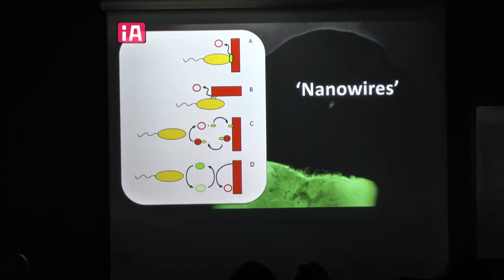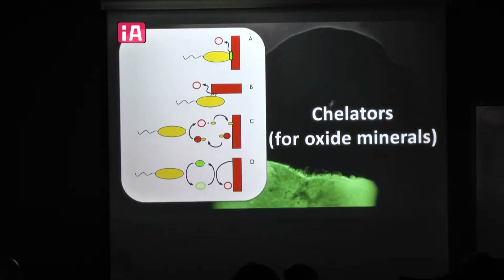Another idea that perhaps some of you have heard of in both the Shewanella and Geobacter literature is nanowires, appendages that are conductive in some way and allow electrons to move to that substrate. It's basically a riff on direct contact, but maybe would allow the cell to access something a little further away from itself. Chelators are another idea. We know microbes in the environment produce things like siderophores that are able to complex insoluble iron to make it soluble, and that's what's shown here.